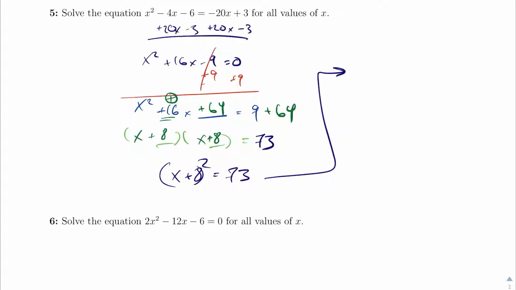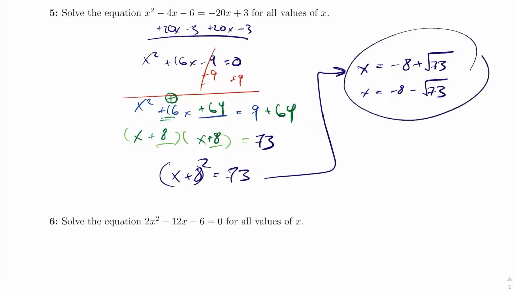And perhaps at this point, you can jump straight to the answer, where you see right away that x equals negative 8 plus root 73, and x equals negative 8 minus root 73.